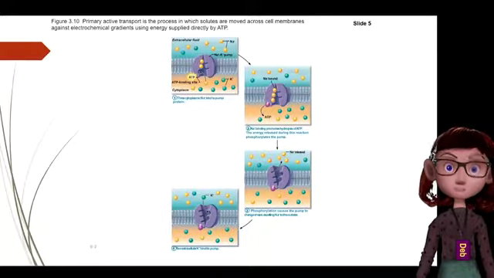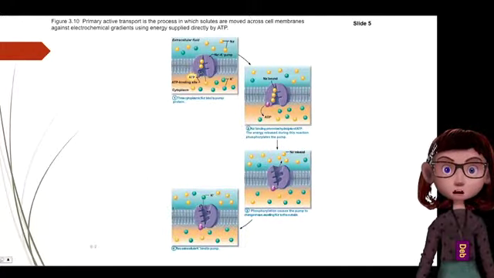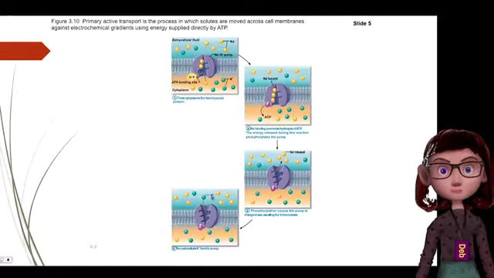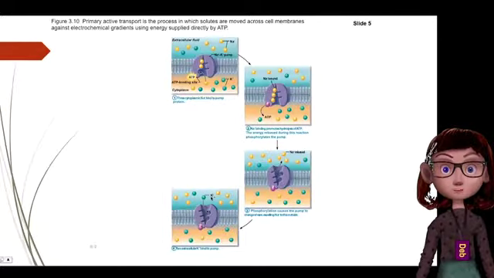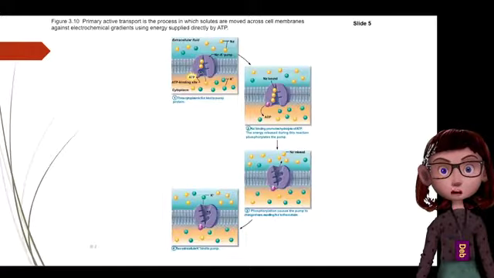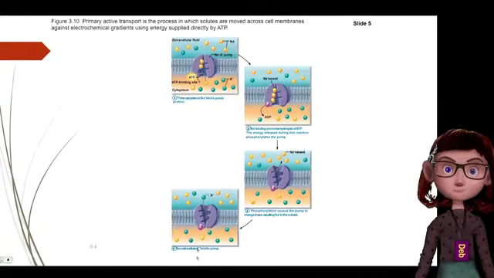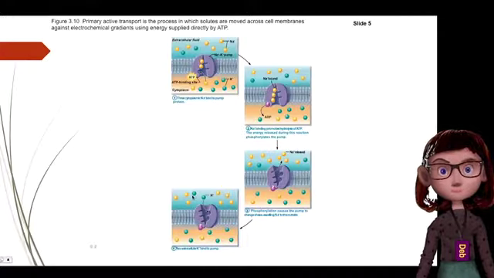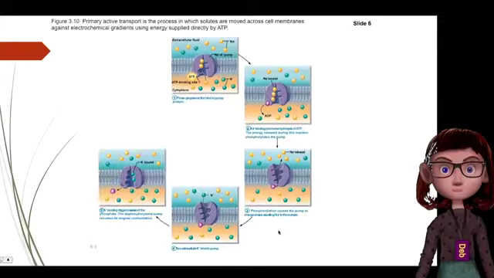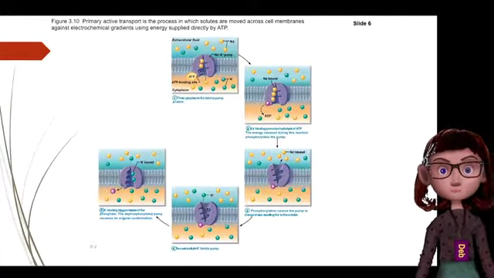Now 2 extracellular potassium, and this should be a plus right here. Potassium and sodium are both positively charged ions. So there's 2 extracellular potassium ions that are going to bind to the pump, and then the potassium binding will trigger the release of the phosphate, and now this dephosphorylated pump will resume its original conformation.